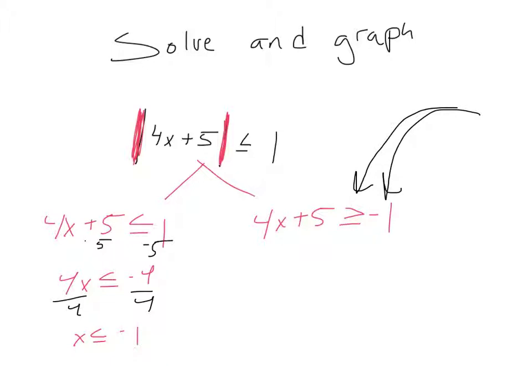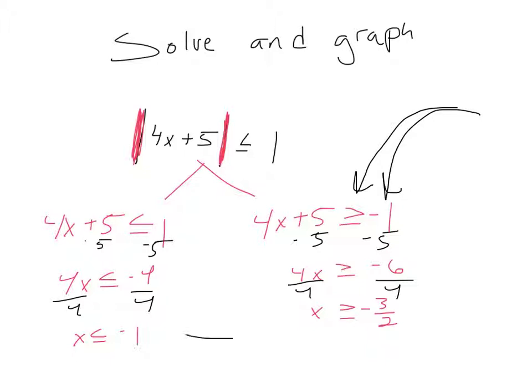Okay, next one. Again, we have the same idea. Subtract 5 on both sides. We now have 4x is going to be greater than or equal to negative 6. Because we divide by 4, x is going to be greater than or equal to 3 over 2. But it's negative 3 over 2. Alright, so we have x is less than or equal to negative 1.